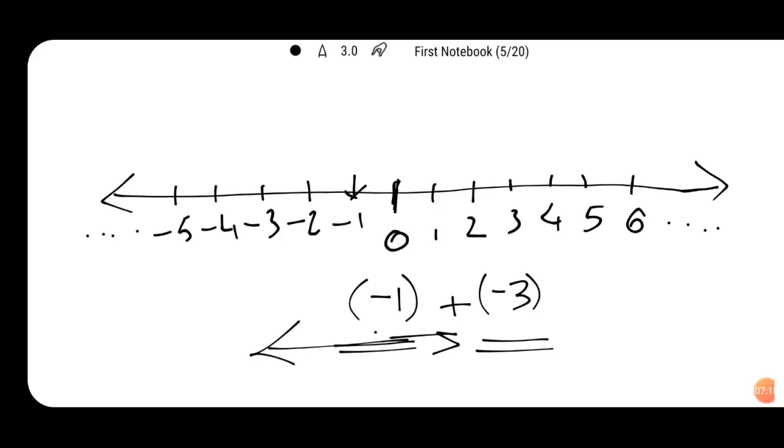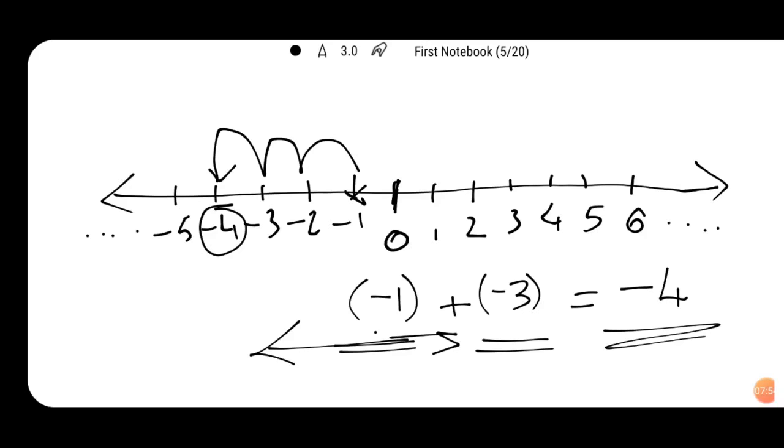So here we are starting from negative 1. Here it is negative 3. So we want to jump 3 times towards the left of negative 1. Let's see where we will reach. 1, 2, 3. 3 jumps we have done and we have reached negative 4. So if we are adding negative 3 to negative 1, our answer is negative 4.